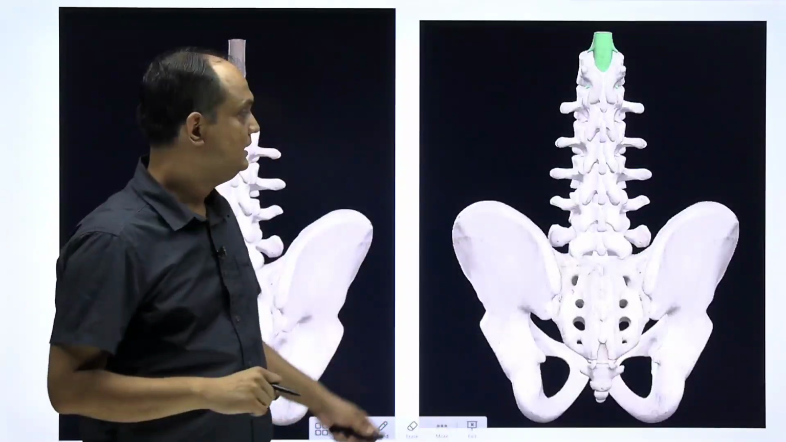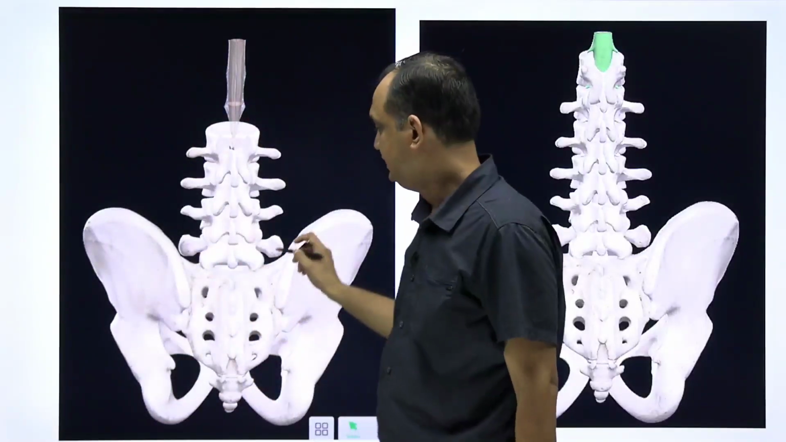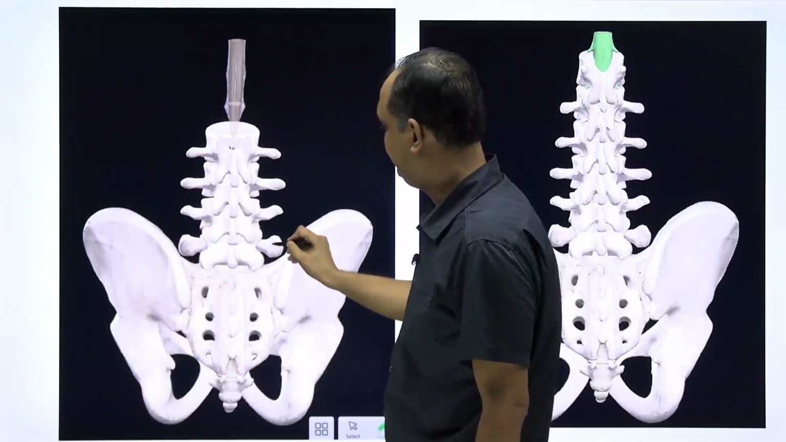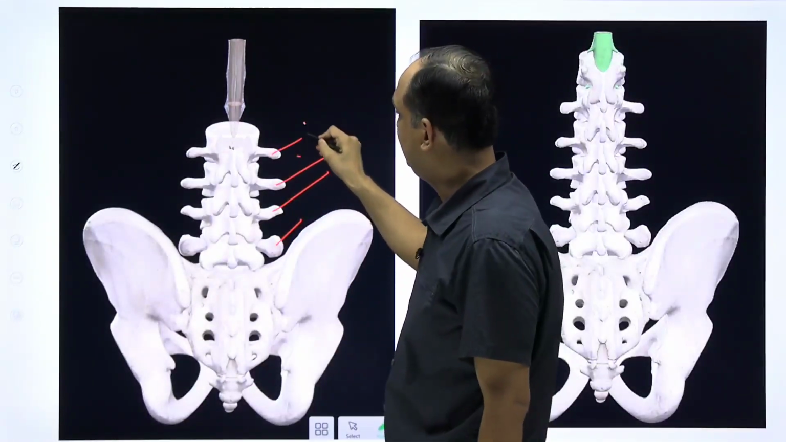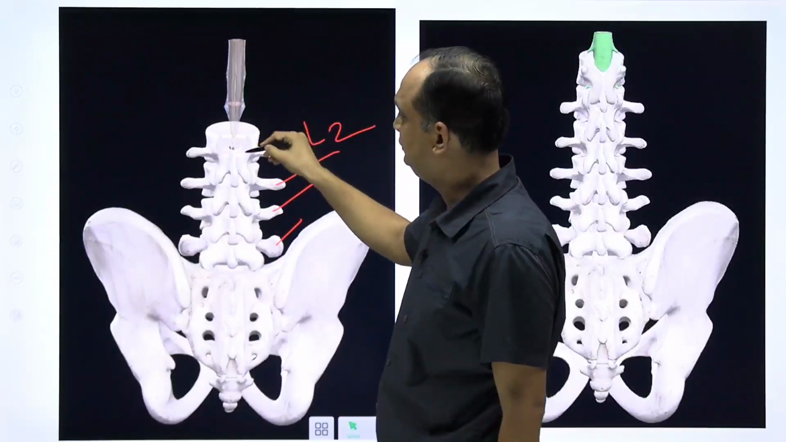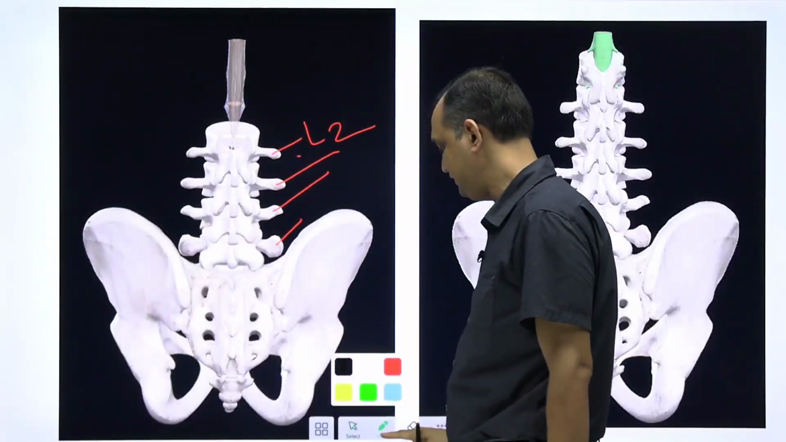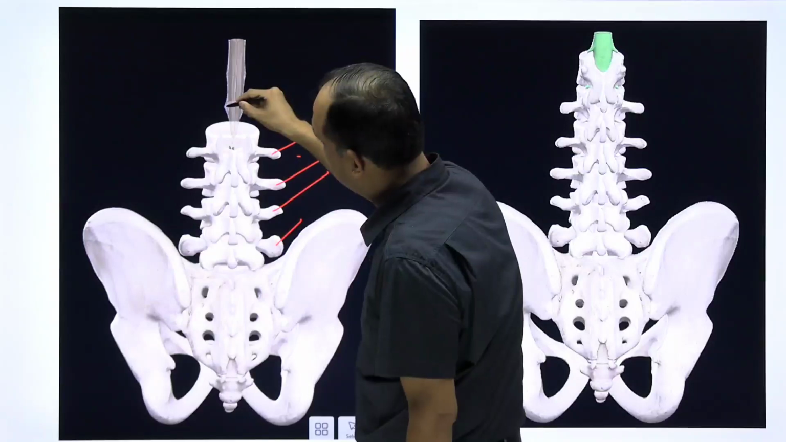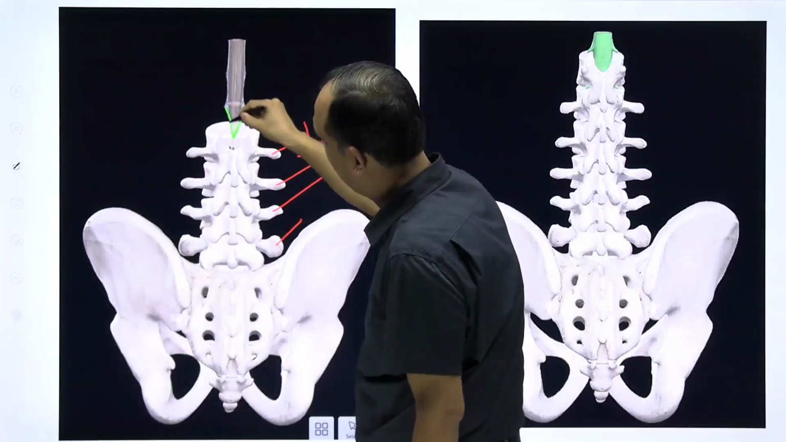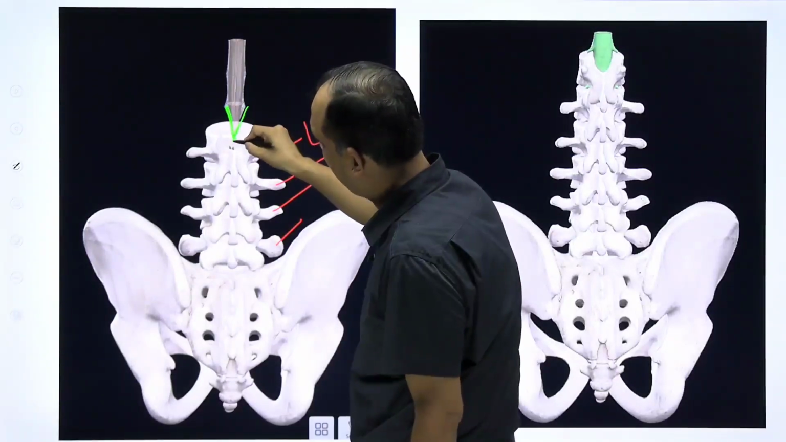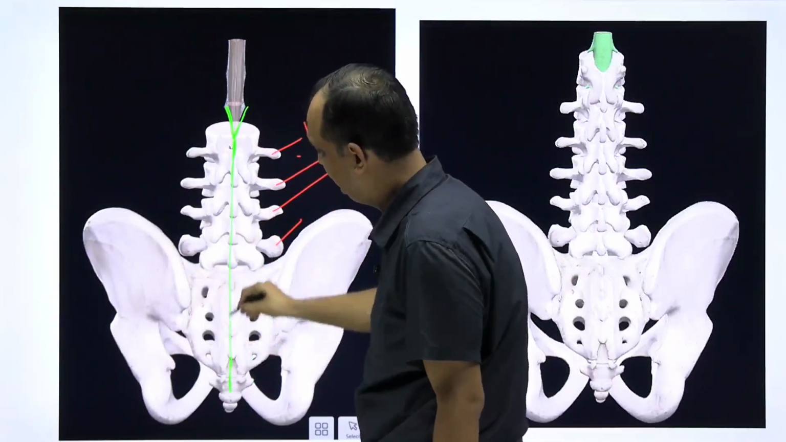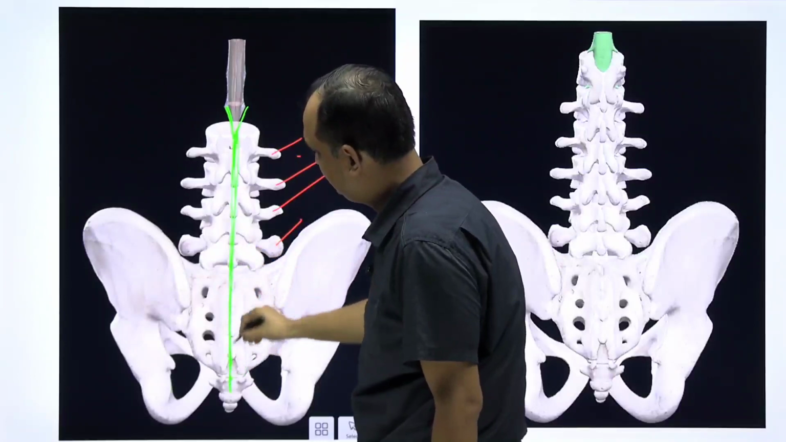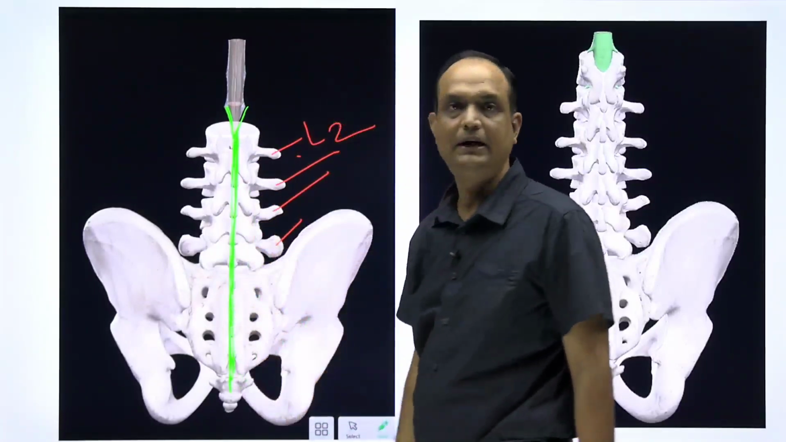Now if you count the vertebrae, this is the 5th one, this is the 4th, this is the 3rd, and this is the 2nd. So at L1, L2, the spinal cord will end. Now you can appreciate the lower end of the spinal cord. This is known as the conus medullaris, the lower end of the spinal cord. From the lower end we have a thin filament, known as the filum terminale, and this filum terminale is nothing but a modification of the pia mater.